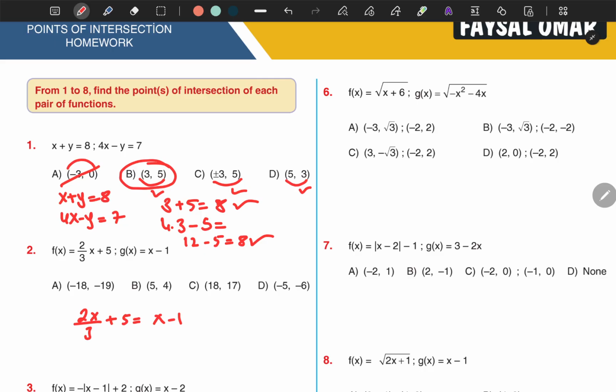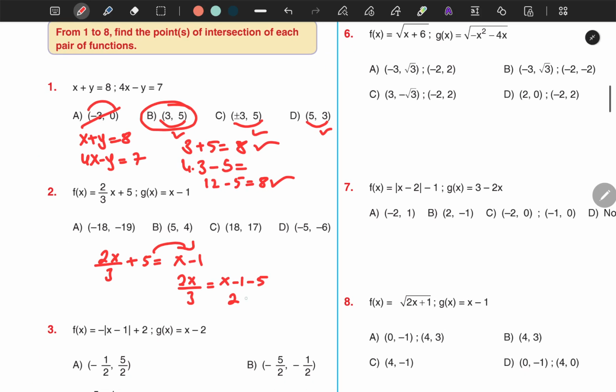x minus 1. Okay guys, so what should we do? Let me move the 5 to the other side. 2x over 3 equal to x minus 1 minus 5. Let me organize it a little bit. 2x over 3 equal to what? x minus 6. I can multiply both sides by 3, to cancel this 3. So 2x equal to 3x minus 18.